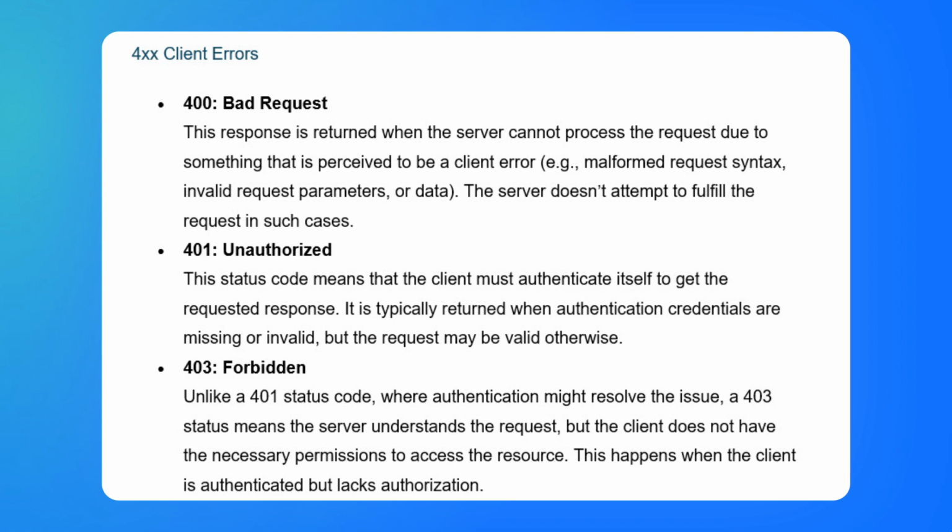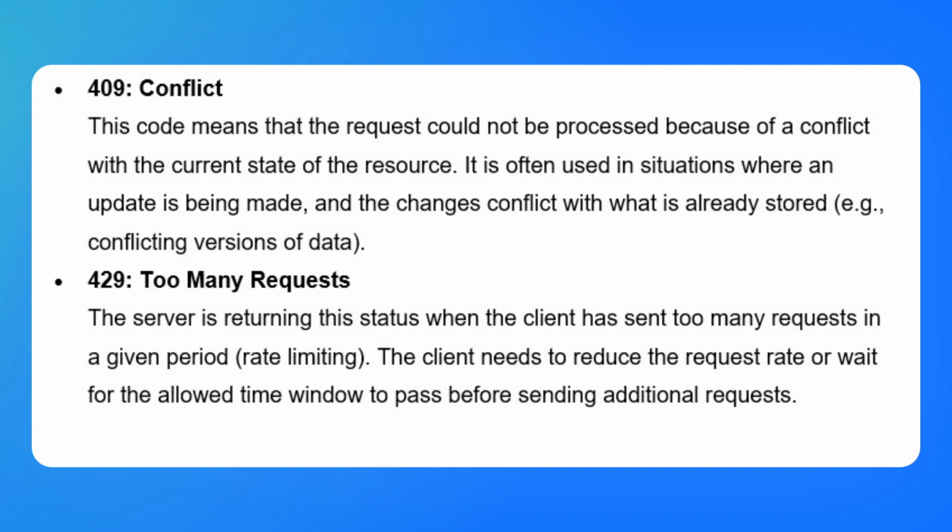Then we have forbidden 403. Unlike the 401 status code, where authentication might resolve the issue, a 403 status means that the server understands the request but the client does not have the necessary permission to access the resource. For example, if there is a permission that only admin can access this resource and the user role is not admin, in this case 403 will be returned. This happens when the client is authenticated but lacks authorization.